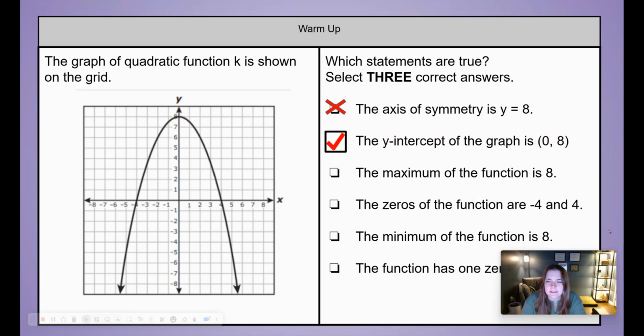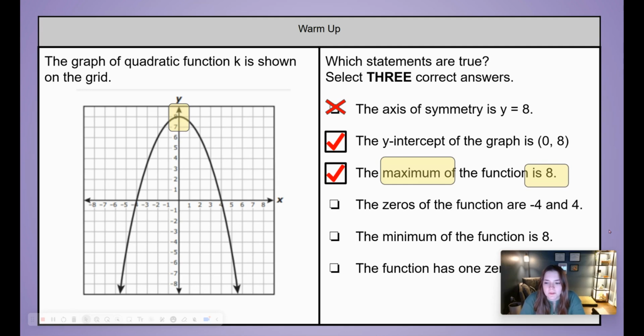Let's keep looking. The maximum of the function is 8. Remember, the maximum is our highest point, our top point. So would this be a minimum or a maximum on this graph? It would be a maximum, right? Because it goes like this. Now, if it went this way, it'd be a minimum. But we're going this way where our arrows are pointing down, so the top of our graph is high, and that is a maximum. But is the maximum at 8? Well, take a look at that very top point. Is it at 8? It is. So you now have 2 correct answers.